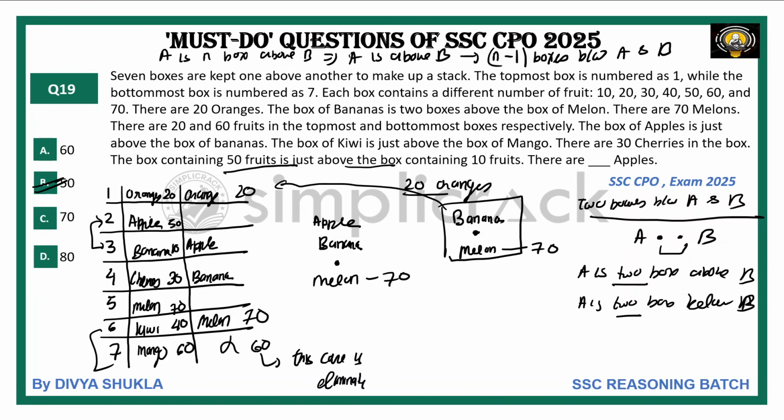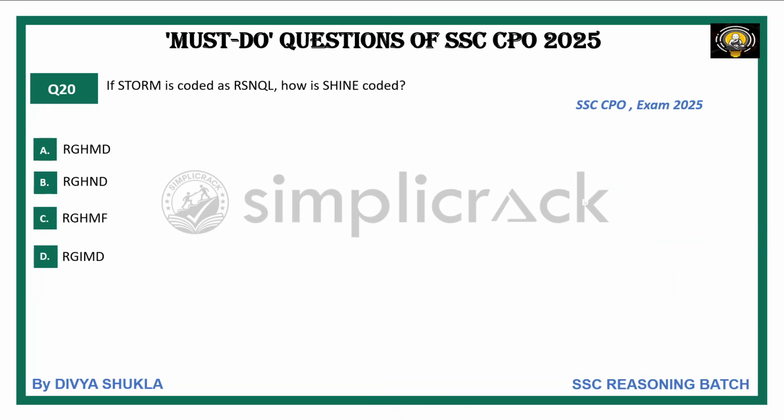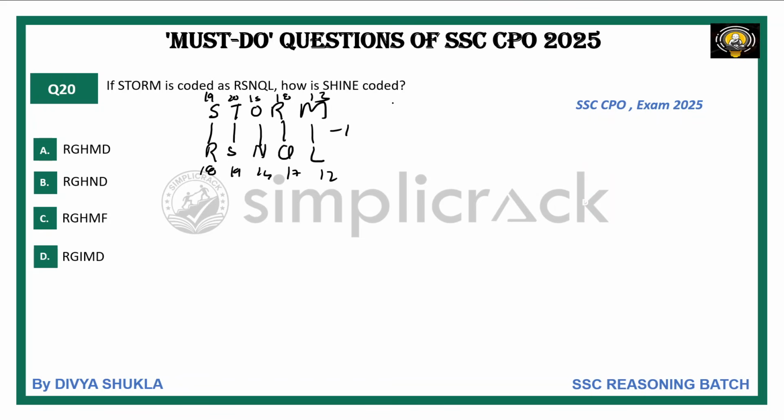Let's move to the next question, question number 20. If storm is coded as RSNQL, how is shine coded as? Now from S to R, I can see this is 19 and this is 18. So I can just write here 19, 20, 15, 18 and 13. Similarly 18, 19, 14, 17 and 12. So you can see in all of these I am subtracting 1 from the place value.